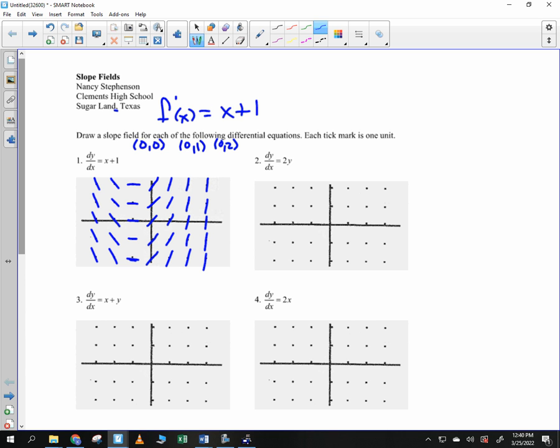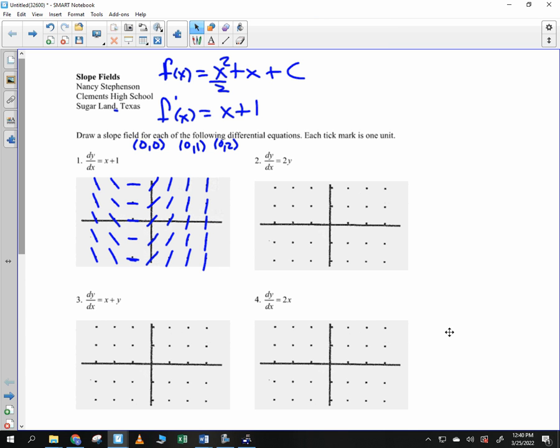The slope field is interesting because if we look at it, it can actually produce the original function. So let's think about it. If f prime of x is x plus 1, does anybody know what f of x would be? The original function? That would be the antiderivative, right? What's the antiderivative of that? x squared over 2 plus x plus some constant, right? And that constant will make it shift up or down, correct?